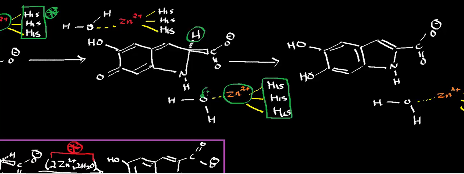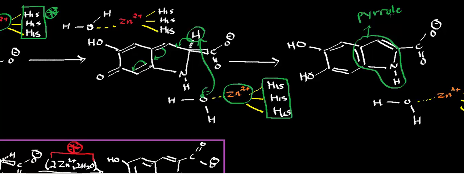So what the water is going to do in this case is, again, abstract this proton, and you're going to get another double bond rearrangement. So these pi electrons kick in here, these kick right here, and number one, what I want you to notice is that's going to generate this ring right here. And what exactly is that ring? Well, that ring is something that's termed a pyrrole. Very important piece of terminology.